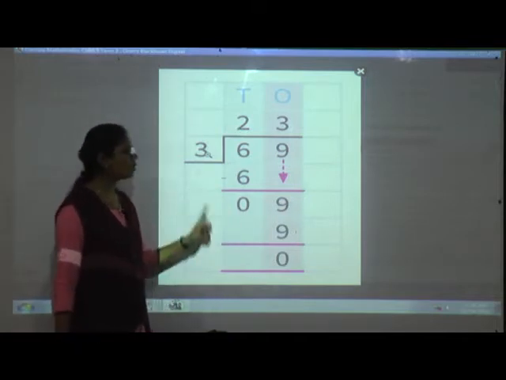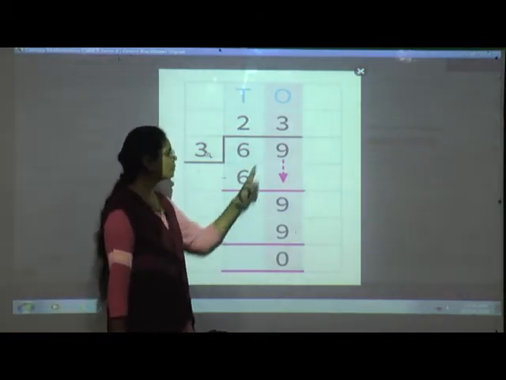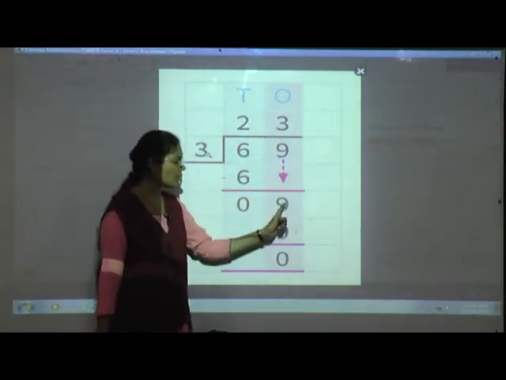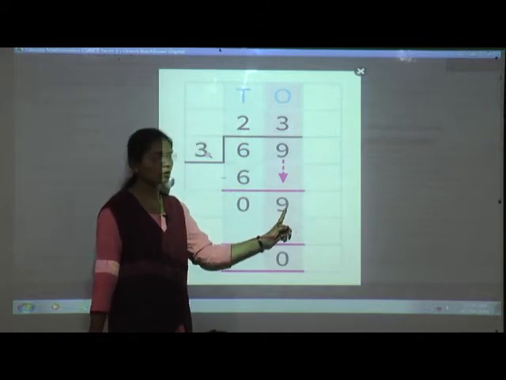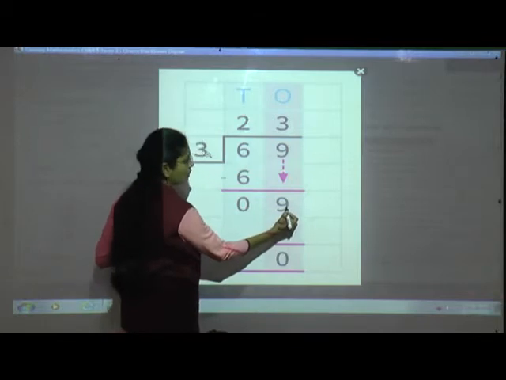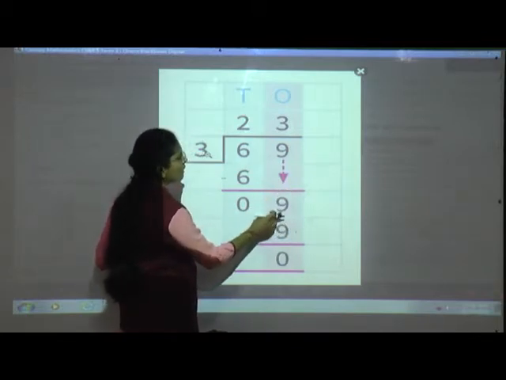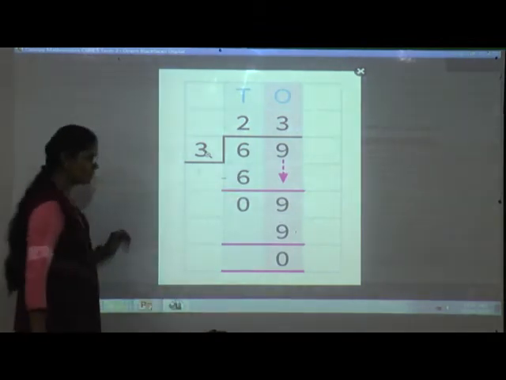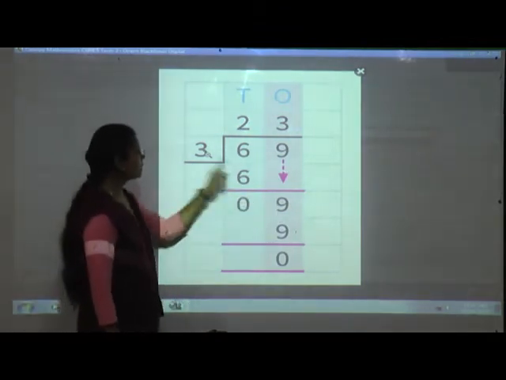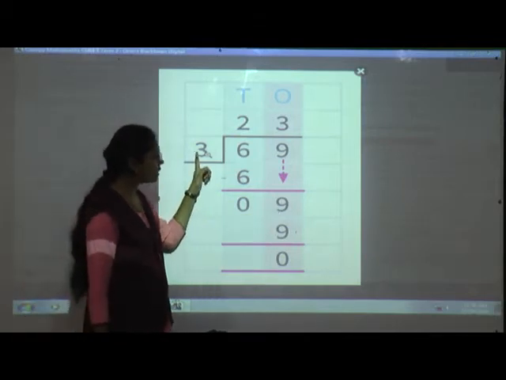Now in the second step what will we do? In the second step we will bring down the 9 ones. We draw one arrow and bring down 9, which is at ones place. Now 9 divided by 3. We have to do 9 divided by 3.